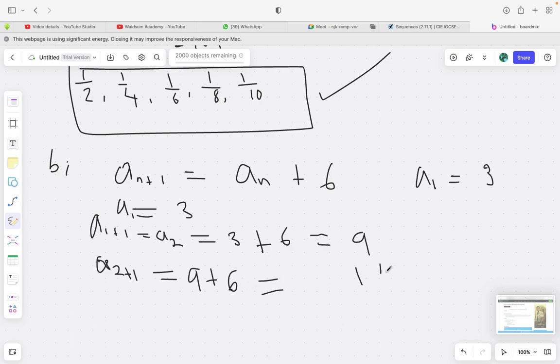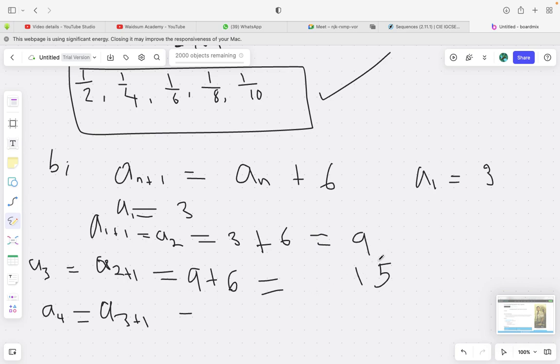So that's what you got for this sequence, 15. Then for your next sequence, which is a3 plus 1, you've got a3 now. a3 is a2 plus 1. So your a4 will be equal to a3 plus 1. So a3 plus 1 will be what?